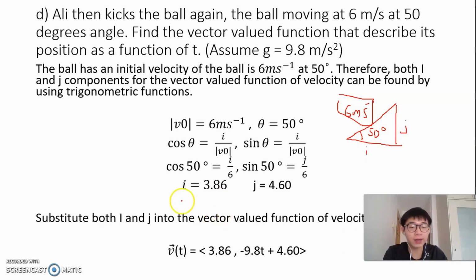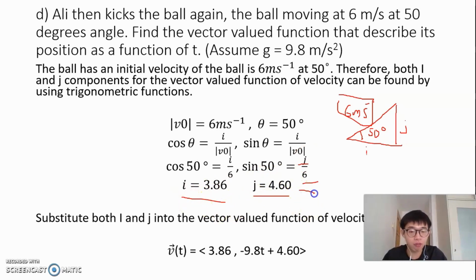So how do we find the i component for initial velocity? Basically, we use cos equals adjacent over hypotenuse. So cos 50 degree equals i over 6. Then we get i equals 3.86. For sine, sine is opposite over hypotenuse. So opposite is j over 6. Then we calculate, and we get i equals 3.86 and j equals 4.60.